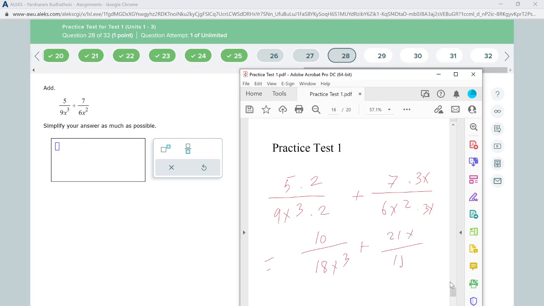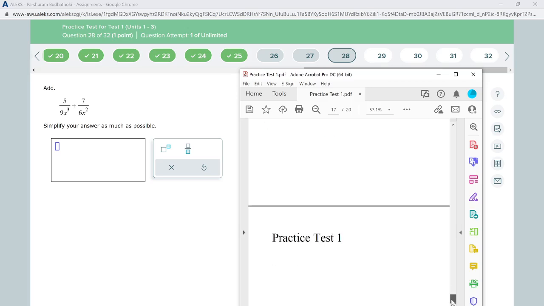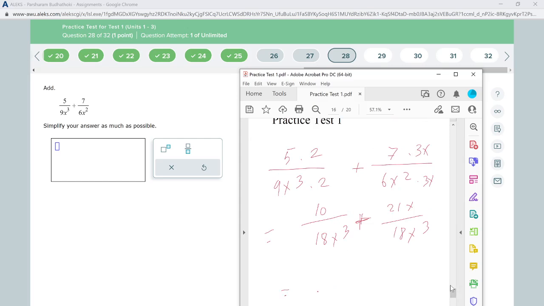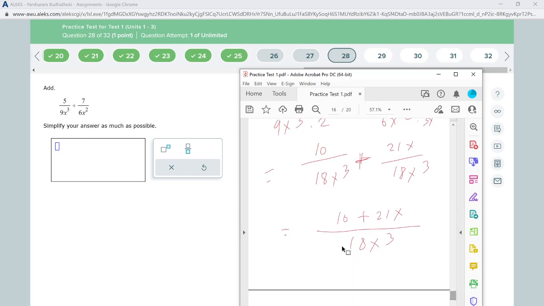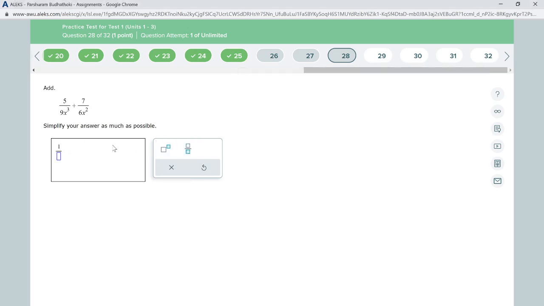21x over 18x cubed. Now, since you have the same denominator, addition is very easy, like the previous problem. 18x cubed, just copy 10 plus 21x, and if you can factor out the top part, then do that. Otherwise, this is your final answer. There is no common factor between 10 and 21x, so I'm just going to copy that. 10 plus 21x divided by 18x cubed.